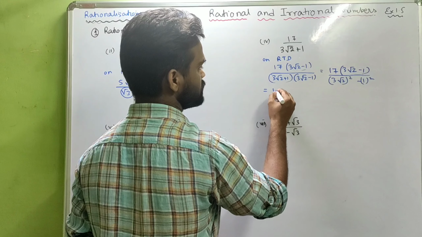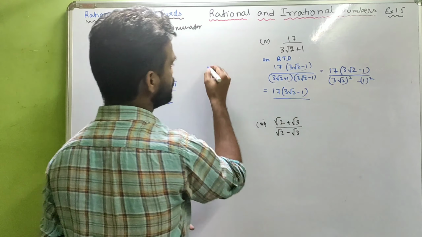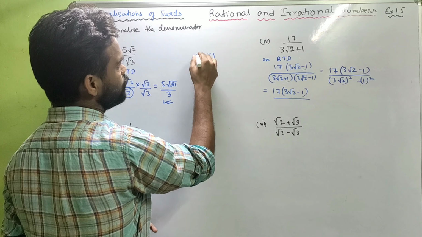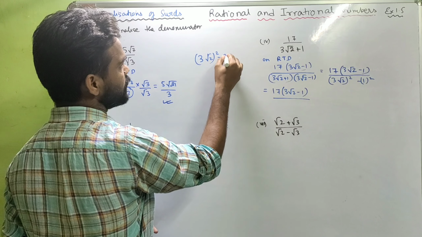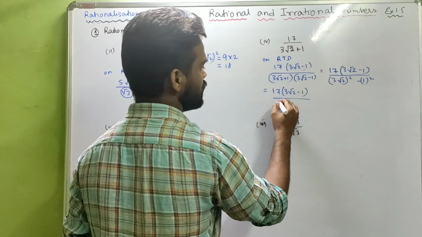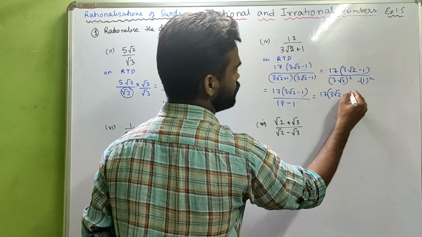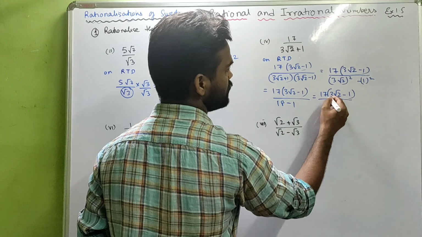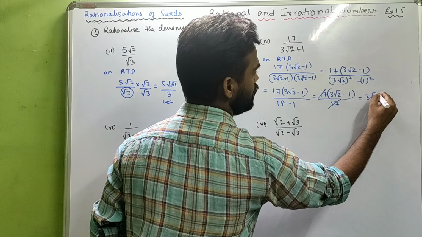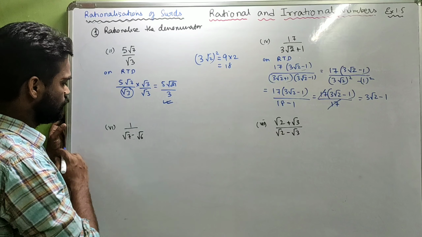So that's 17 times (3 root 2 minus 1), and this is (3 root 2) whole square. This becomes 3 square is 9 and root 2 square is 2, so that becomes 18. 18 minus 1, so that's 17 times (3 root 2 minus 1) by 17. So this becomes ultimately this. Am I clear?